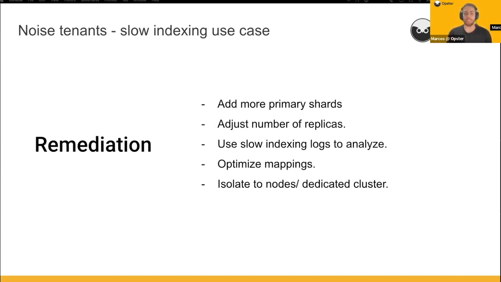Once the noisy index is identified, it's time to fix it. So here's the remediation. You can apply one or many of these items. Just for high level, add more primary shards or adjust the number of primary shards. Once an index is created with the defined number of primary shards, it will have that number. We have options like the _split endpoint to redefine or reshape the number of primary shards of an index.